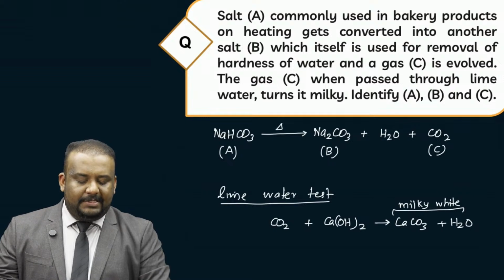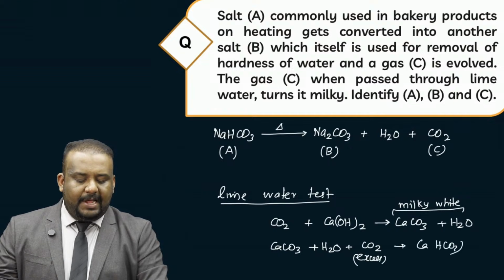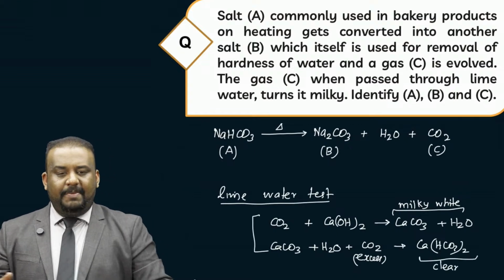And then what happens? What is next? If you pass excess carbon dioxide into this solution, what can happen? It will form the bicarbonate of calcium. Bicarbonate of calcium is soluble in water, so it will leave the solution clear. So this can be a potential question.